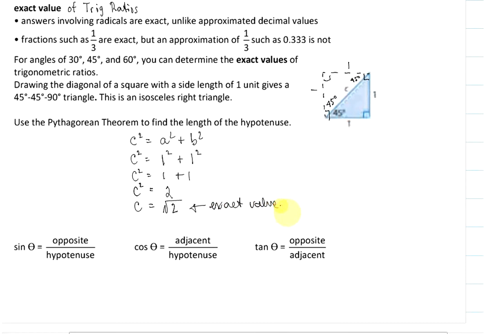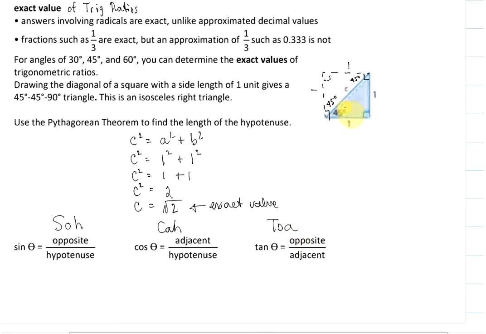So we want to work out the trig ratios for this particular triangle. And if you recall your trigonometry from last year, you know that sine of theta is opposite over hypotenuse, cos of theta is adjacent over hypotenuse, and tan of theta is opposite over adjacent. And I think you would have learned SOHCAHTOA to help you remember those ratios. So sine opposite over hypotenuse, cosine adjacent over hypotenuse, tangent opposite over adjacent. So we're going to come up with exact values for these trig ratios.